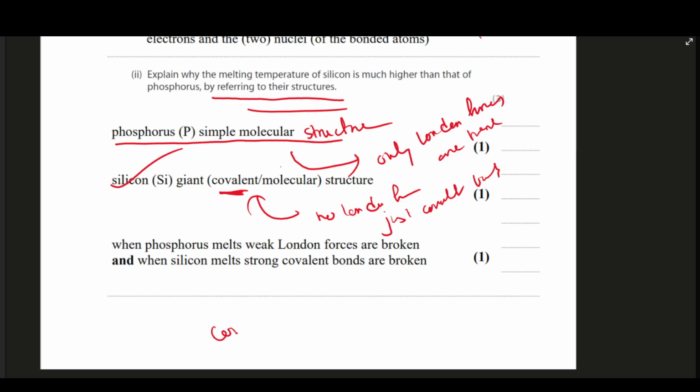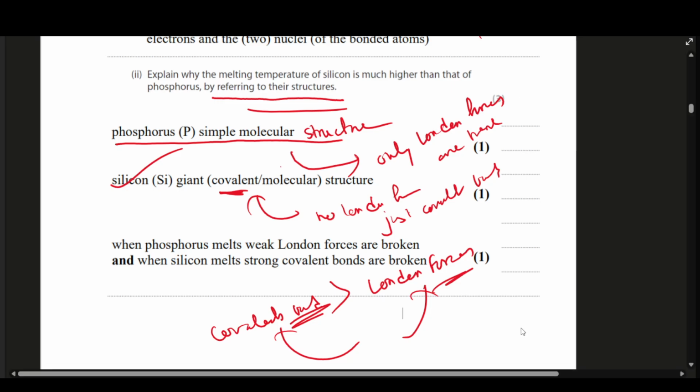And we know that covalent bonds are way stronger than London forces, because it's a bond and that's a force. Obviously bonds are stronger than forces. So obviously you can understand why silicon has a higher melting temperature, because in order to break a bond, higher heat energy is required compared to breaking forces. Do you understand?